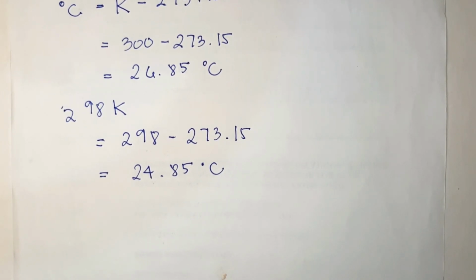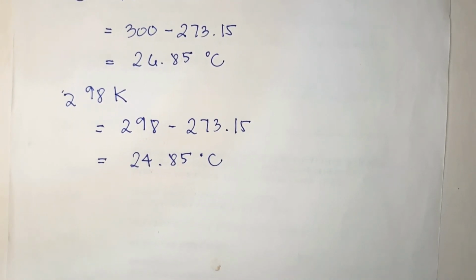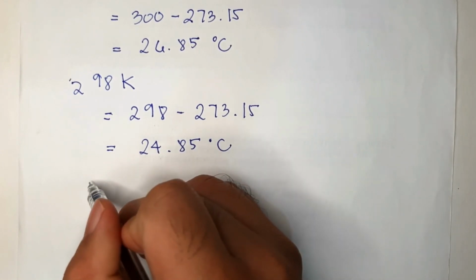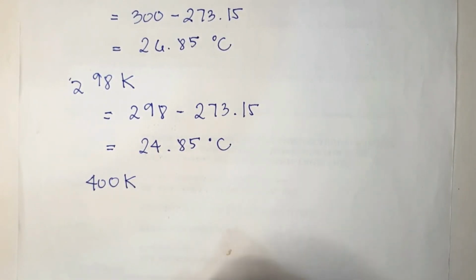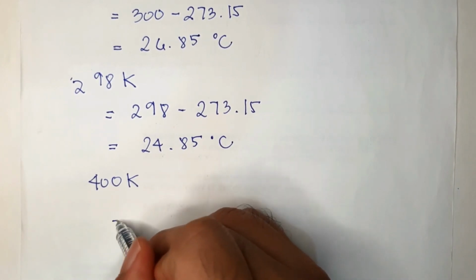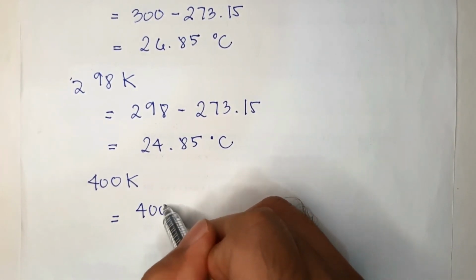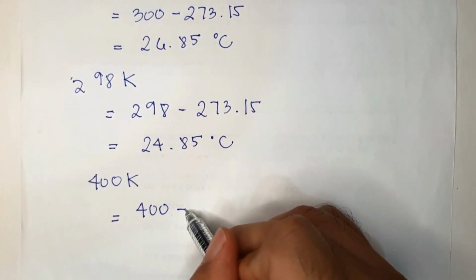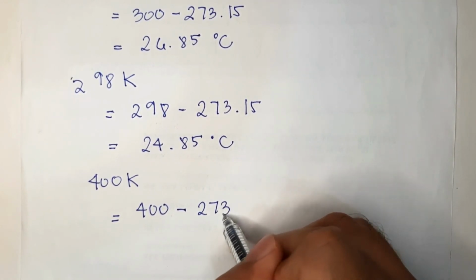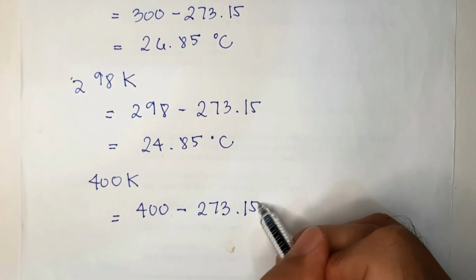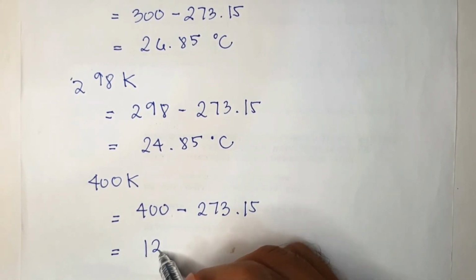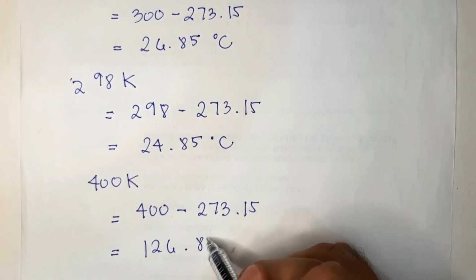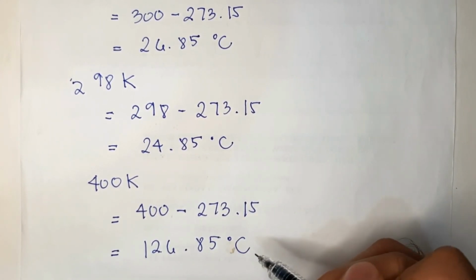So let's now go on to our last example. 400 Kelvin, and we use the equation. So we have 400 minus 273.15 is 126.85 degrees Celsius.